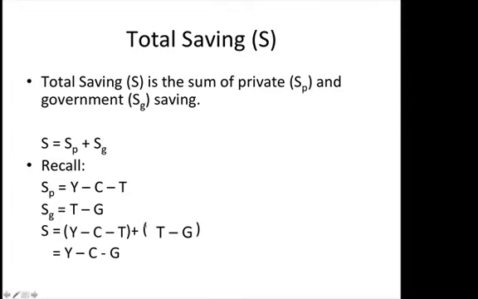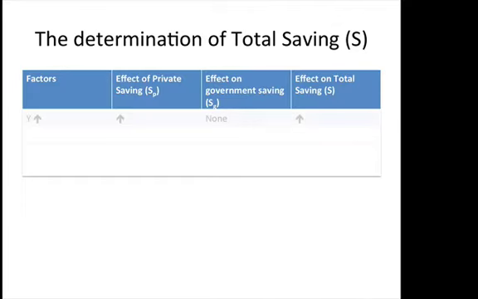So now let's talk about the determination of total saving. If income goes up, we would expect private saving to go up. It shouldn't have an effect on government saving, and therefore it's going to cause total saving to go up. Actually, in a more sophisticated model, it would probably cause government saving to also rise if we were being a bit more specific about how the taxation actually occurred. For all intents and purposes, it's not going to have an effect on taxes. Likewise, if consumption goes up, private saving will fall. The effect on government saving will be nil, and therefore total saving will fall.